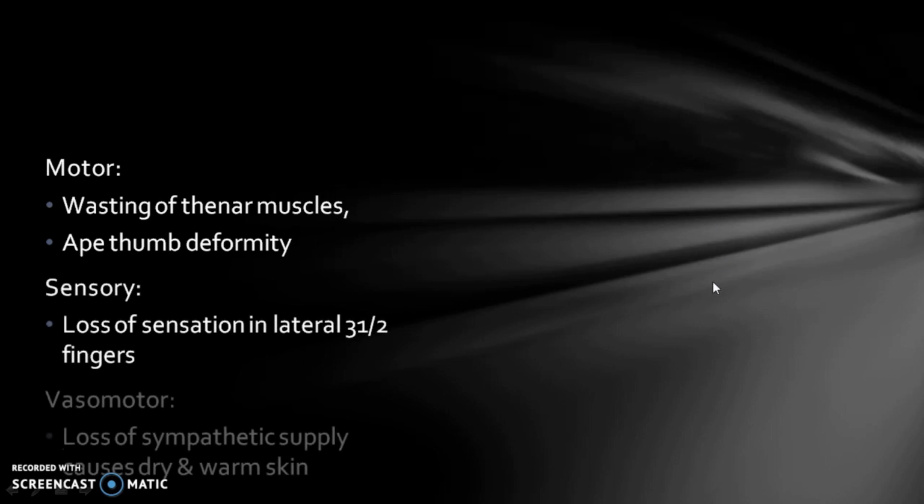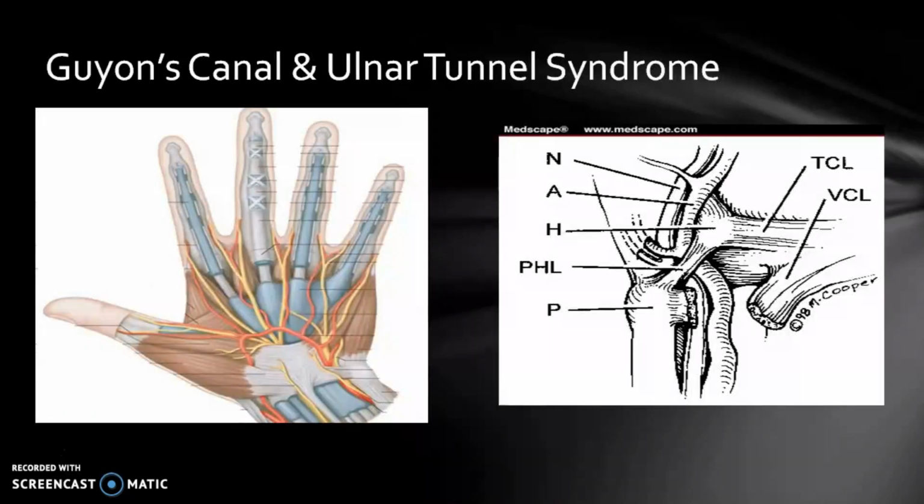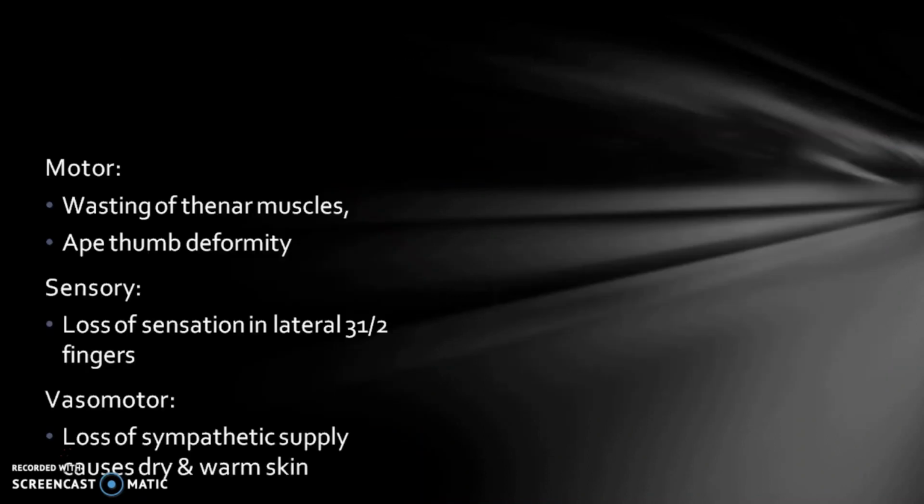Then we have sensory changes, such as loss of sensation in the lateral three and a half fingers, which are supplied by the median nerve. So the sensory supply of the median nerve in the palmar region is going to get affected. Talking about vasomotor changes, we will have loss of sympathetic supply, which is going to cause dry and warm skin.